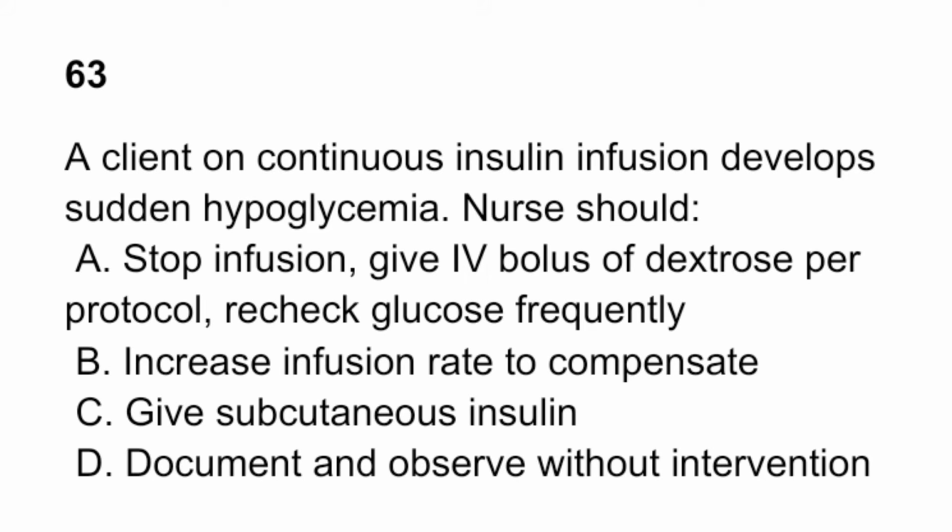63. A client on continuous insulin infusion develops sudden hypoglycemia. Nurse should: A. Stop infusion, give 50% bolus of dextrose per protocol, recheck glucose frequently. B. Increase infusion rate to compensate. C. Give subcutaneous insulin. D. Document and observe without intervention.